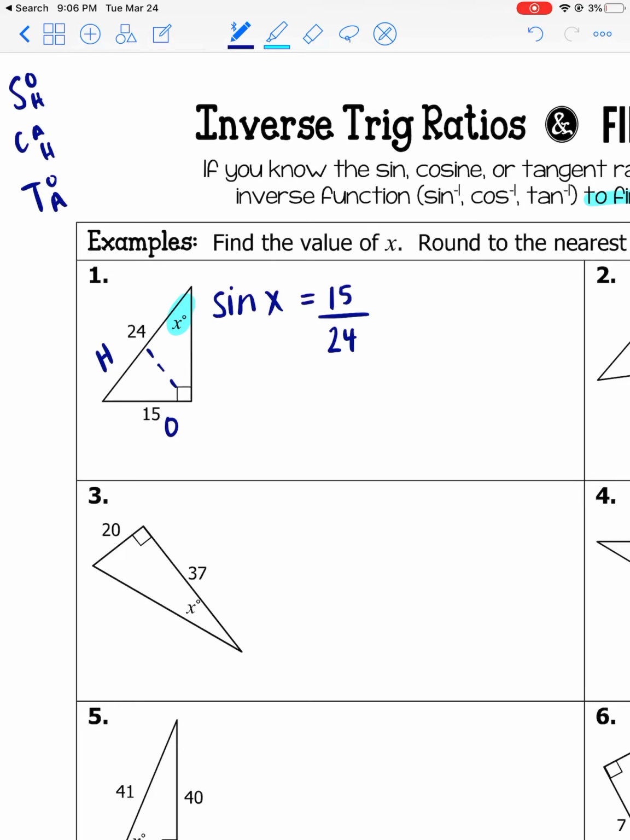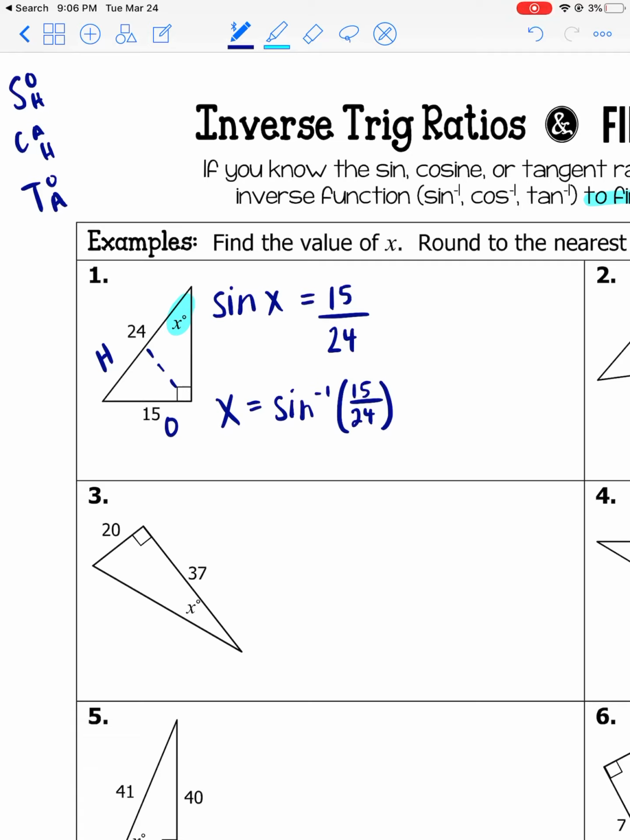In order to find x, we need to use the inverse function. All right, so it's going to look like this. X equals inverse sine. That exponent of negative 1 means inverse of 15 over 24. So make sure you're checking out the calculator tutorial, but all you're going to do is go to your calculator and right above the button that says sine, there should be a little button that says sine to the power of negative 1.